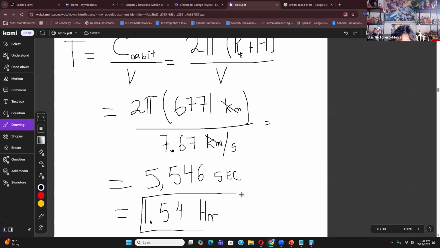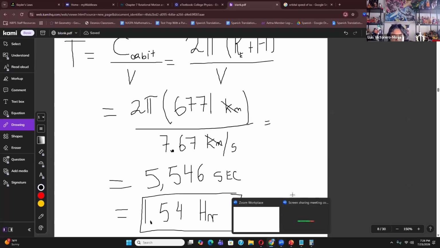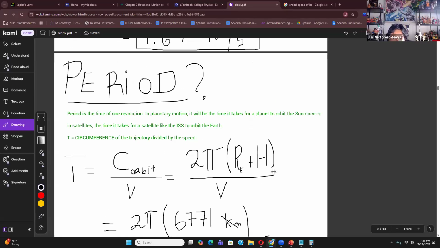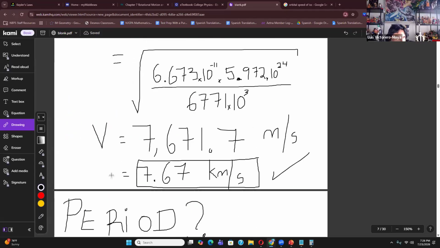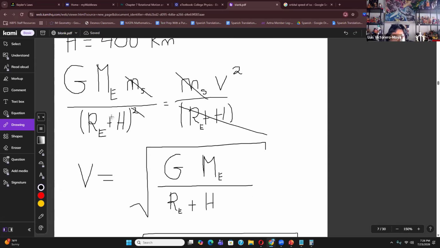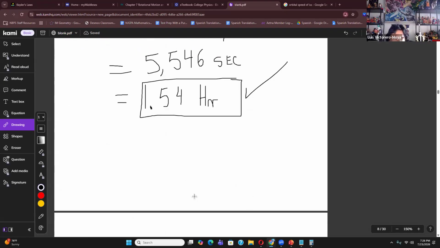The period of the orbit of the ISS. So we found the period, we found the speed, right? By using gravitational force and centripetal force. Any questions?